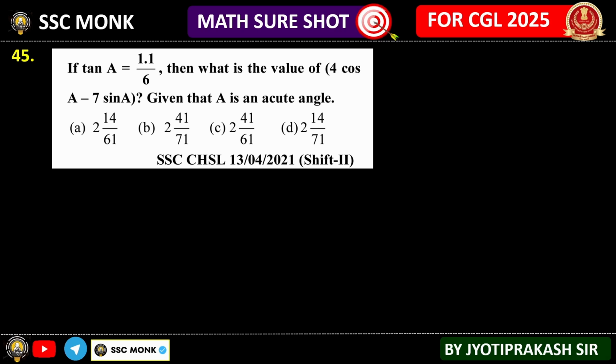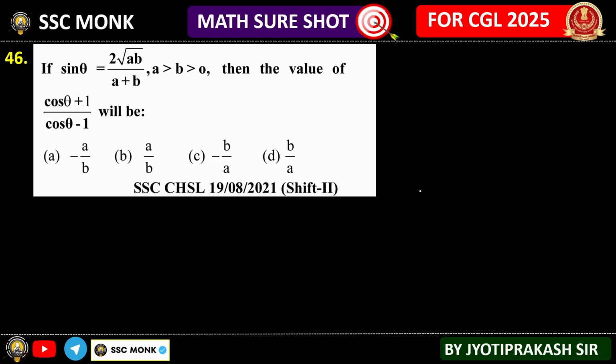Now see, here tan A is equal to 11 by 60, so P is equal to 11, B is equal to 60. So H will be square root of 11 square plus 60 square, that can be written as 61. Now see, if H is equal to 61, sin A will be 11 by 61, cos A will be 60 by 61. Now if I put this value, I'll get the answer. That's it. Simple.